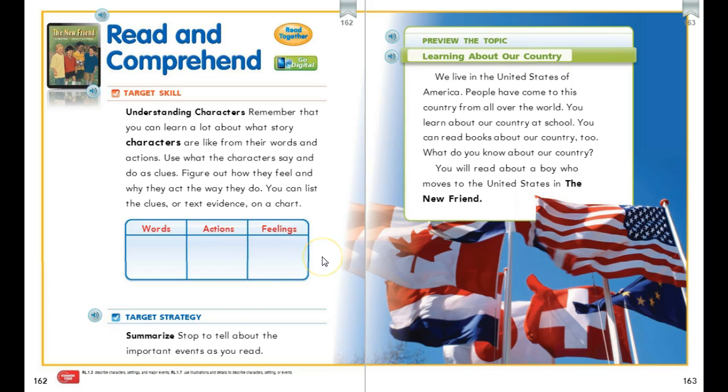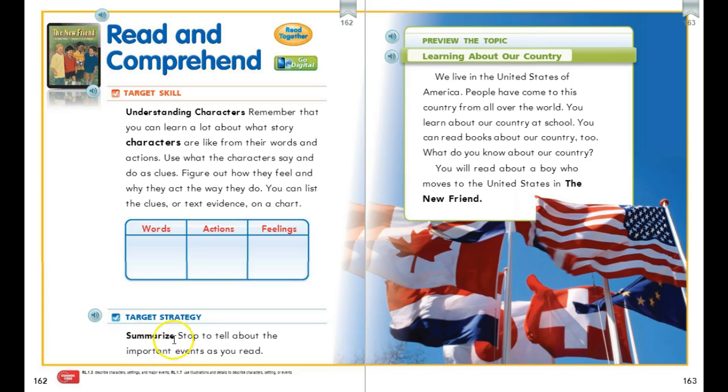This is a graphic organizer. And as you read, you could use a chart like this one to list the names of the characters and describe examples of their words, their actions, and their feelings. By describing those things, it will help you understand the characters' personalities and help you explain why they act the way they do in the story.